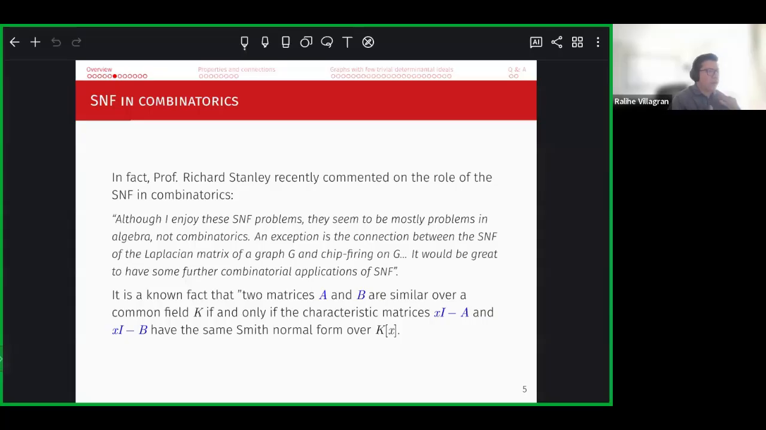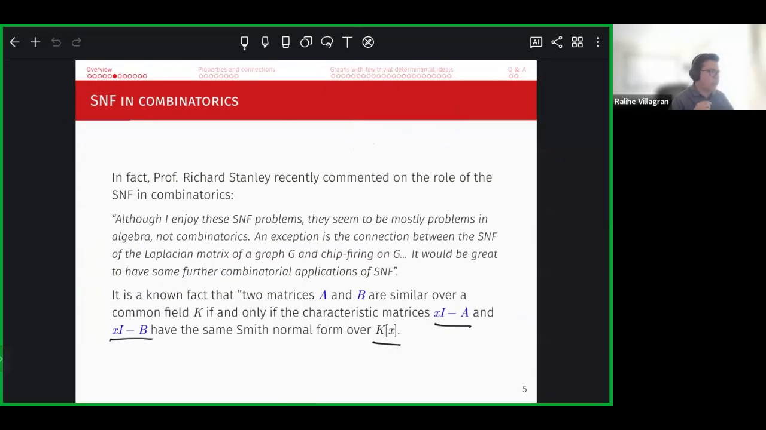But we're trying to find applications of Smith normal forms, ways of using Smith normal forms that are helpful for determinantal ideas. So it is a known fact that two matrices, A and B, are similar over a common field if and only if their characteristic matrices, these type of matrices, have the same Smith normal form over the principal ideal domain ring of these polynomials.